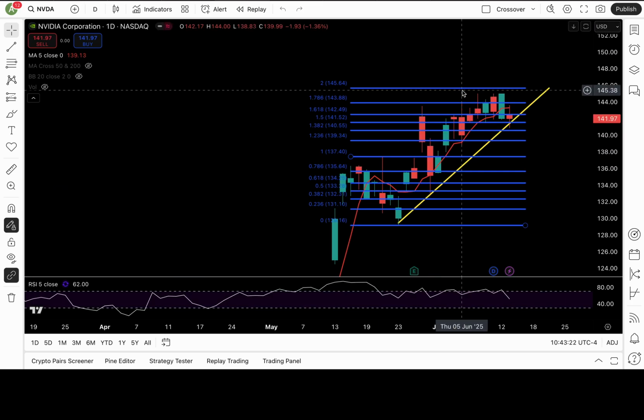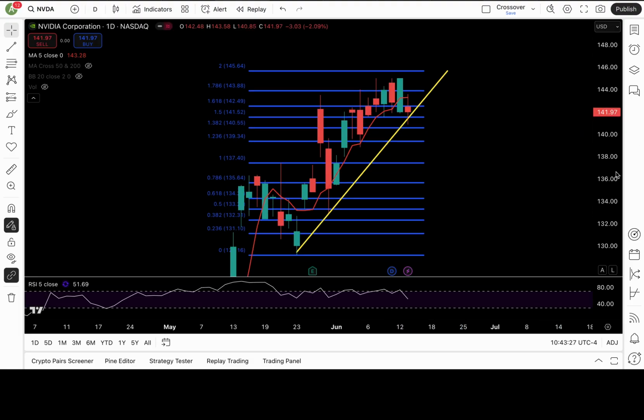Here is NVDA. Nice pullback, but not quite bearish just yet. If 141.5 and 140 is lost in the next 2 days, that would be very bearish. We break down this trend line that I have here, starting from May 23rd low, May 30th low, and of course Friday for the third touch. We break down those support levels, we have ourselves a breakdown.